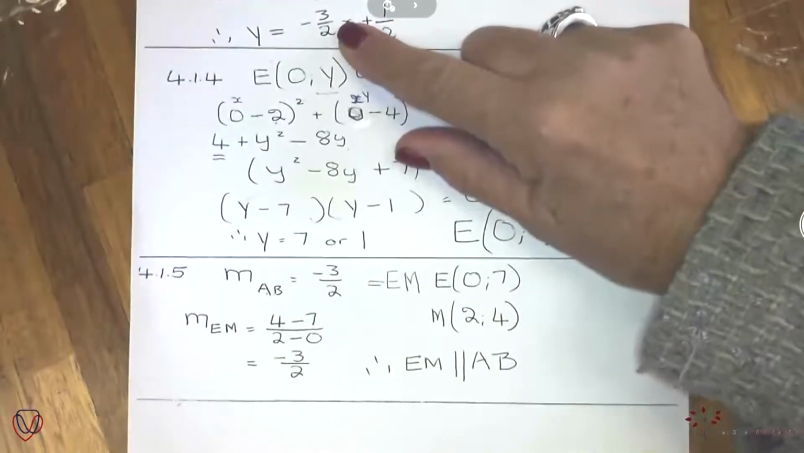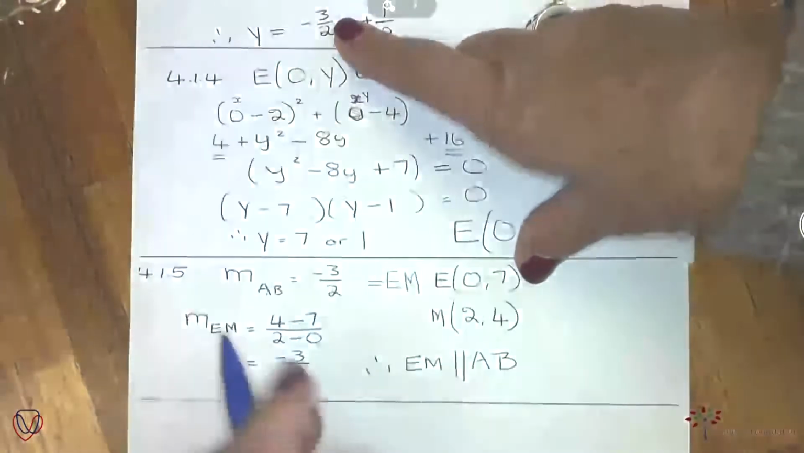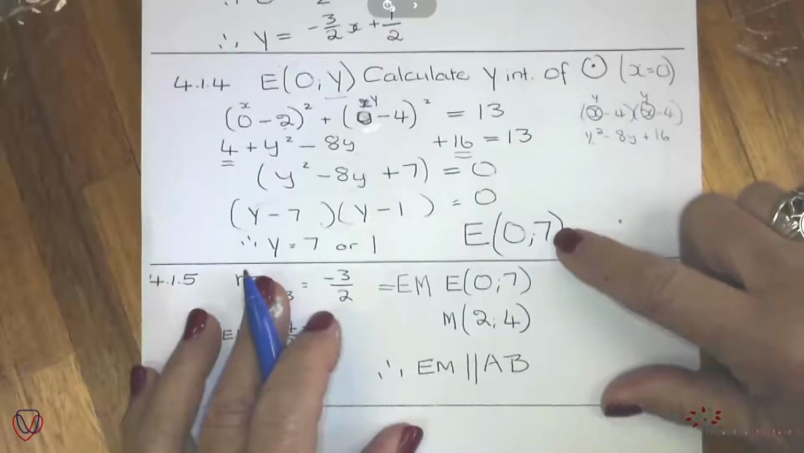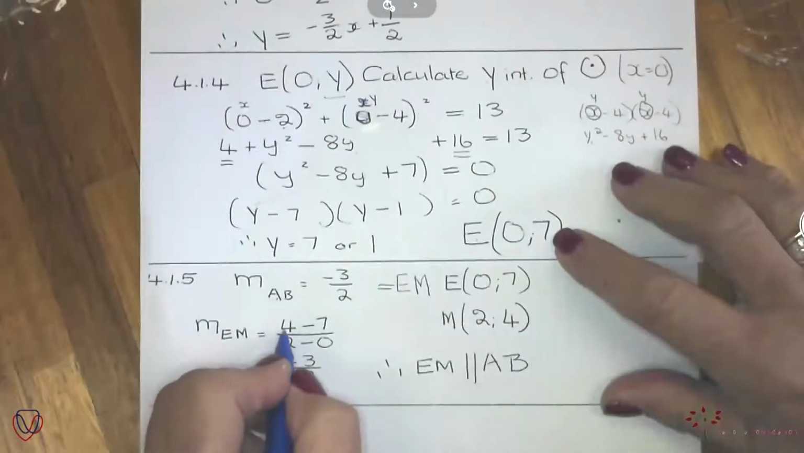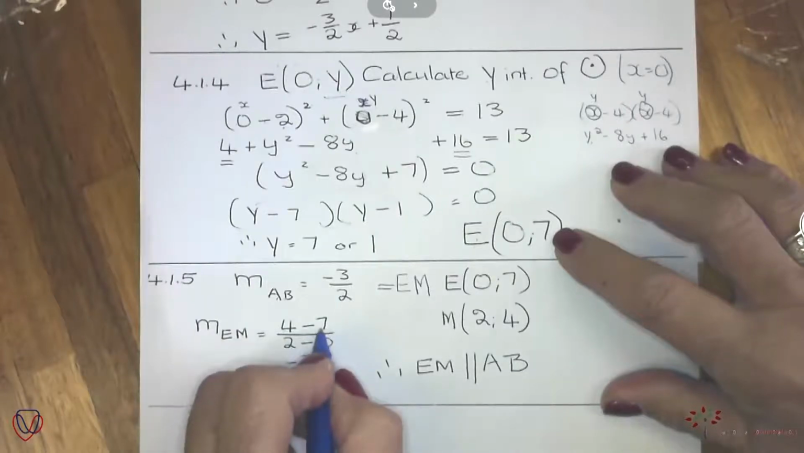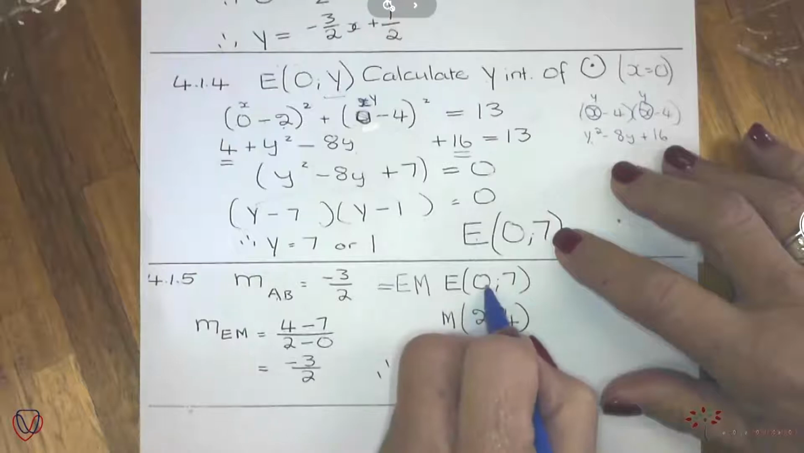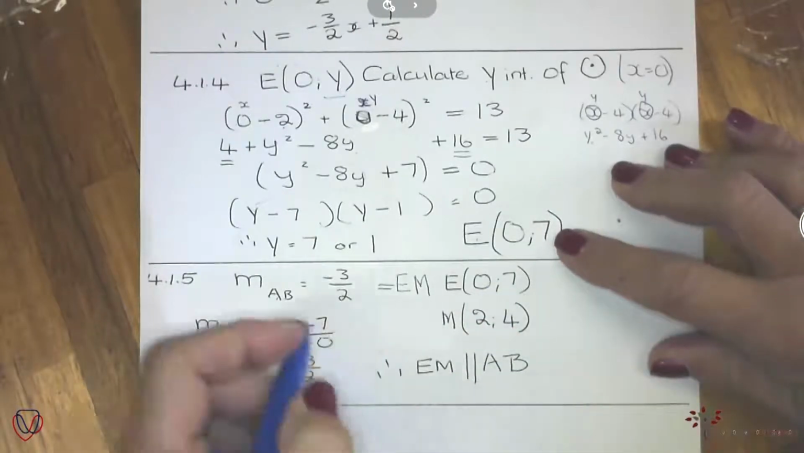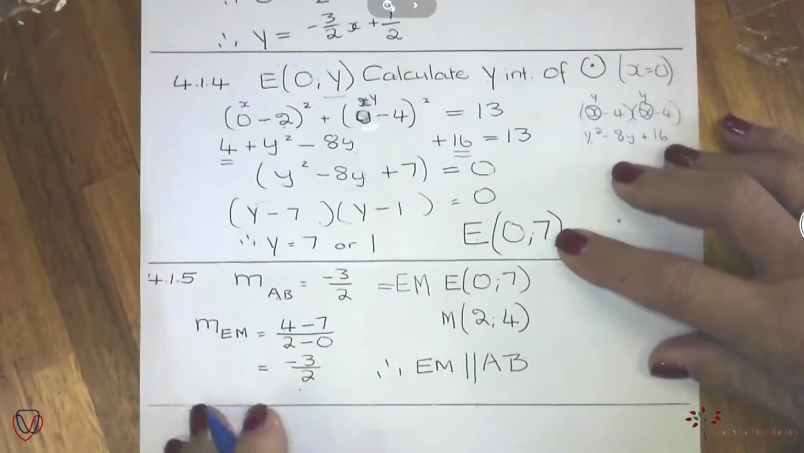Then I determined the gradient of EM. I'll write the next method there. It's going to be 4 minus 7, because that's E, and 4 is your midpoint, minus 7, midpoint 2 minus this 0. So I used the gradient formula. Now I can see the two gradients are equal, therefore they are parallel.